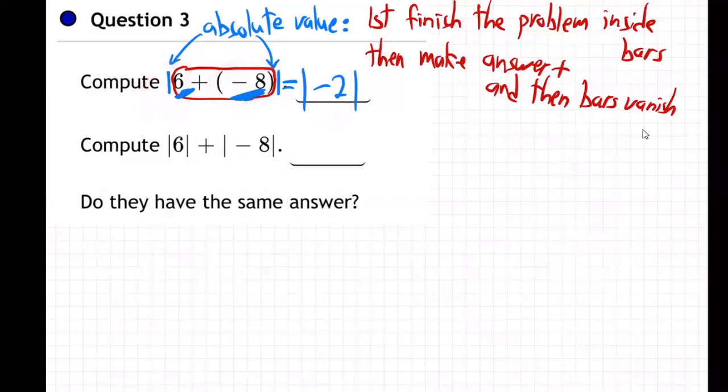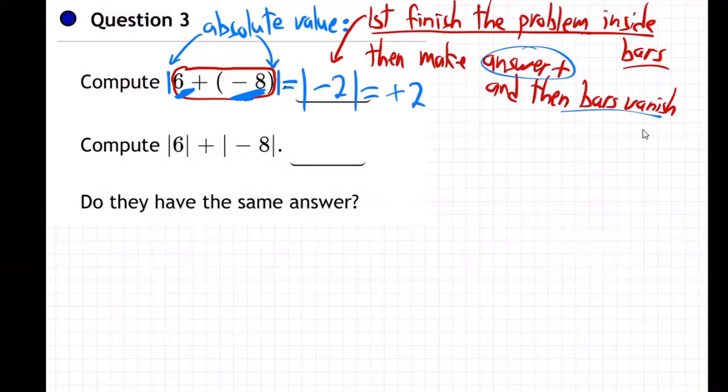Now, we're not done, but that was the first step. So first finish right there. I did that. First finish the problem inside the bars. Okay, then second step, now make the answer positive and the bars vanish. +2 is the final answer to that first one. Does that make sense? That's what absolute value bars do. They make the answer inside of them positive, and then they vanish.